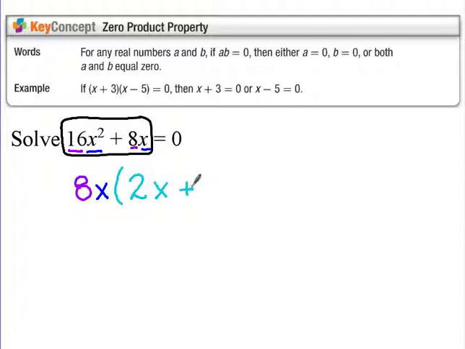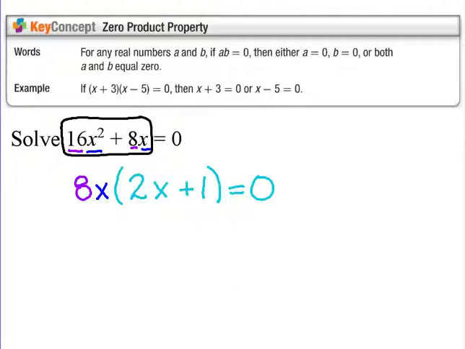8 times what number will give me my 8 here? 1. And then x, and I've taken out an x, means I don't have an x left. So now we're going to apply that zero product property that is talked about up here on the top of the slide. You've already discussed the zero product property in Algebra 1, so this is not anything new.